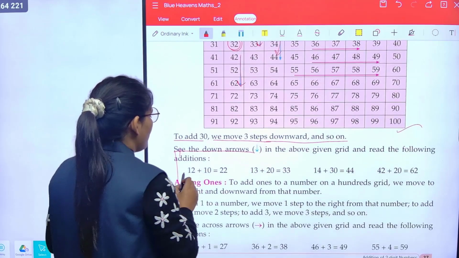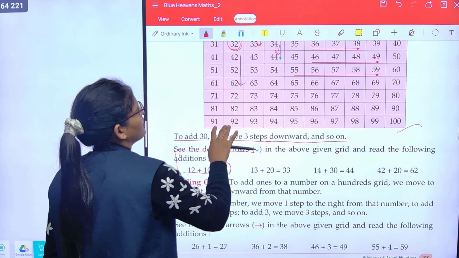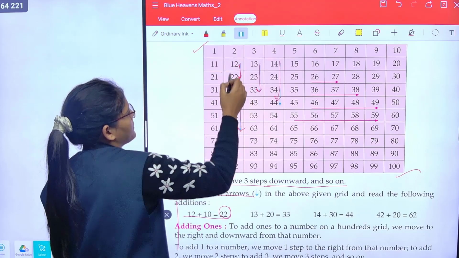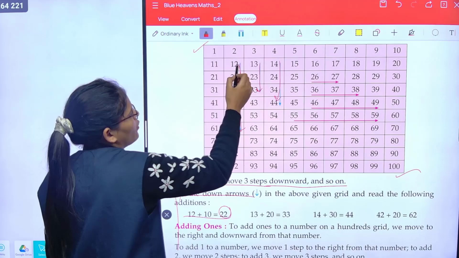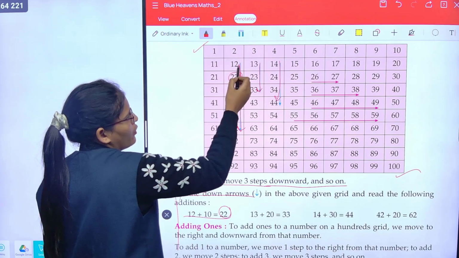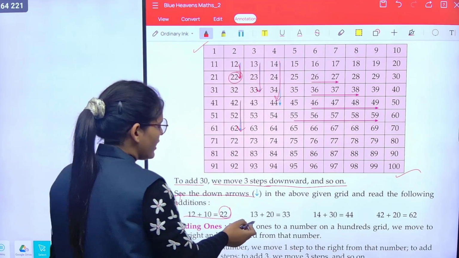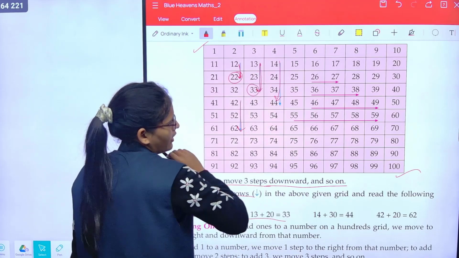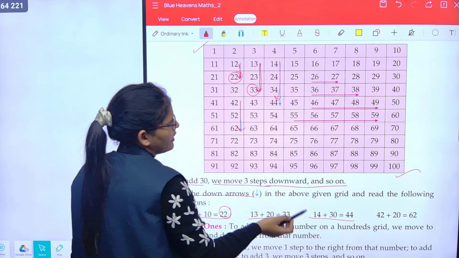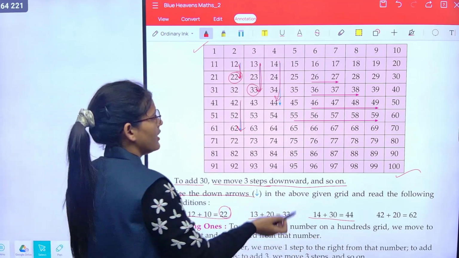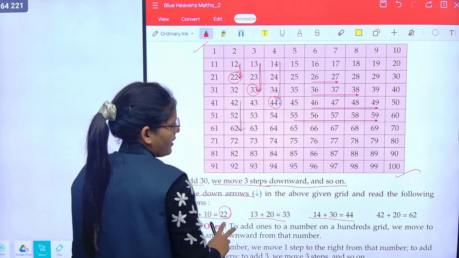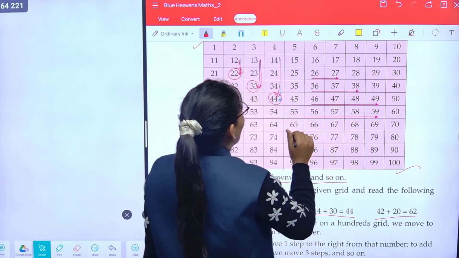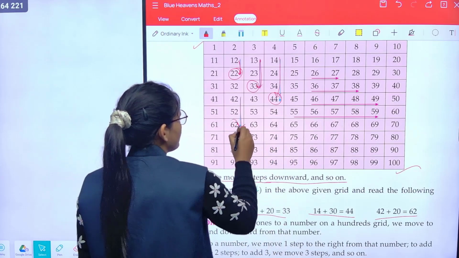See class, 12 plus 10 is 22. Here we added 10 to 12, which is 22. Now 30 plus 20 is 50. Now 14 plus 30 is 44. Now 42 plus 20, it is 62.